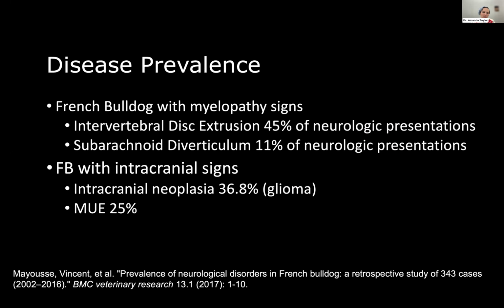Disease prevalence is important to remember, since they are one of our most common breeds seen. The common causes of myelopathy signs in the French Bulldog are intervertebral disc disease or extrusion in most cases, with some affected by subarachnoid diverticulum. And for those with intracranial signs, it's quite honestly a toss-up between intracranial neoplasia, usually glioma, and meningoencephalitis of unknown etiology.